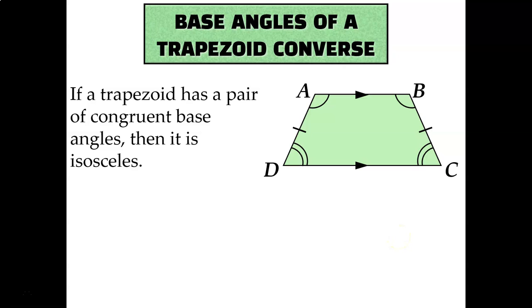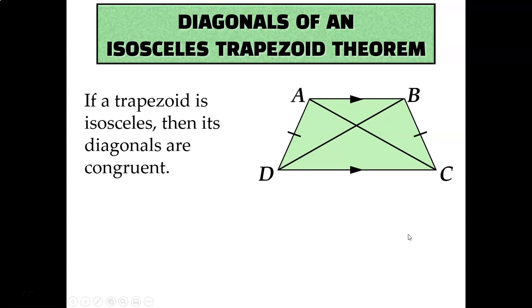You can also use the converse of this to prove that something is an isosceles trapezoid. If you can show that it has one pair of parallel sides and that each pair of base angles are congruent, then you could conclude that AD and BC are congruent. Additionally, if it's isosceles, then you know that the diagonals are congruent to each other. So if it's a trapezoid and AD is congruent to BC, then you would also know that AC is congruent to BD. The diagonals would have to be congruent.